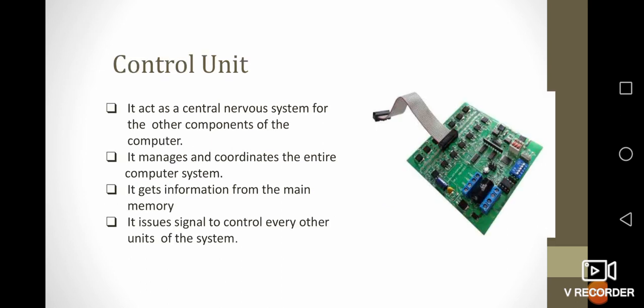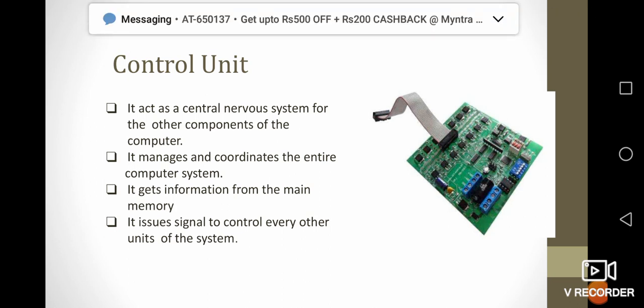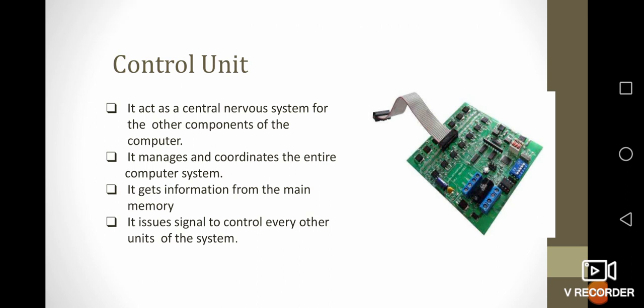Next is the control unit. It acts as a central nervous system for all the components. Even though our brain takes all the decisions, they have to be transferred to all the parts of the body. That is done using a control unit. It manages and coordinates all the data, and it takes decisions on its own in the control unit.